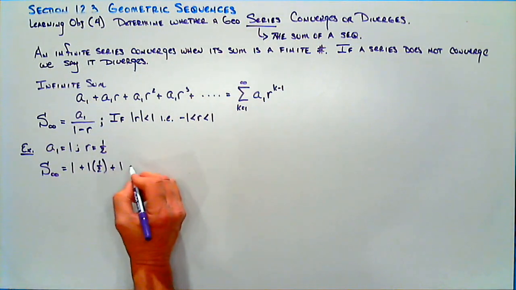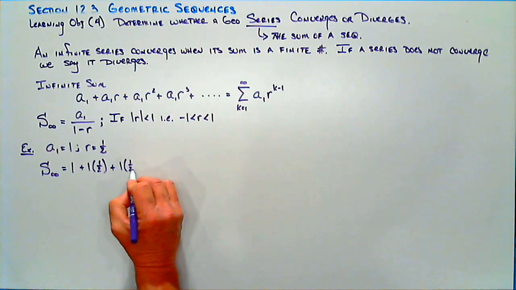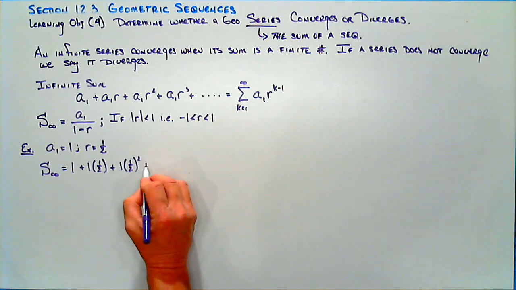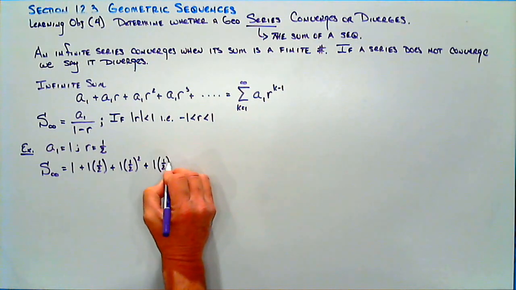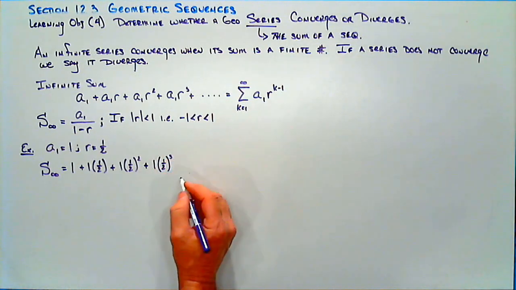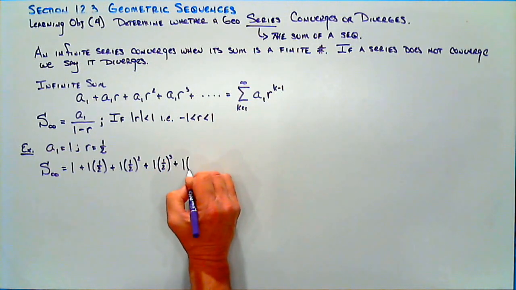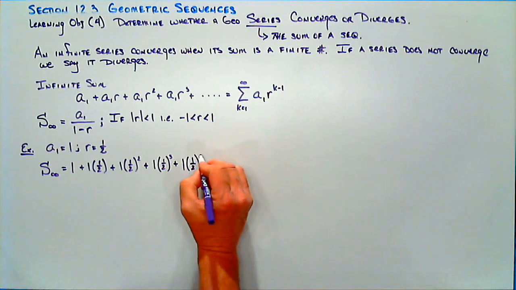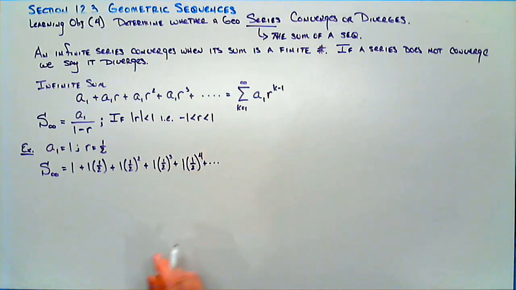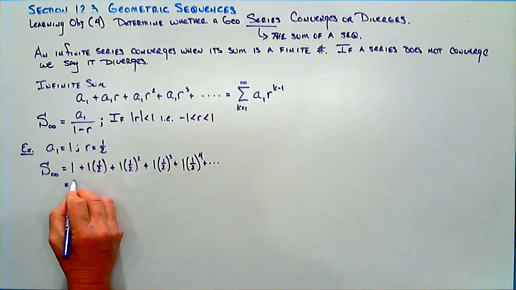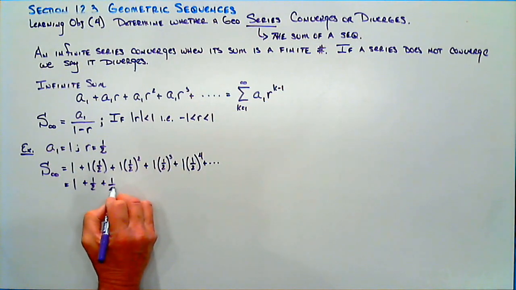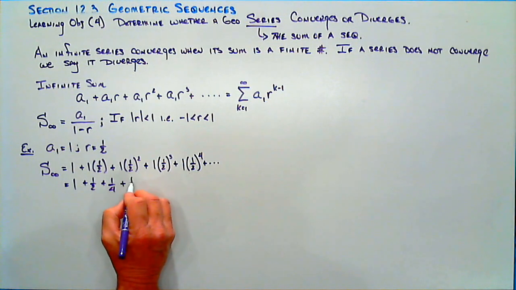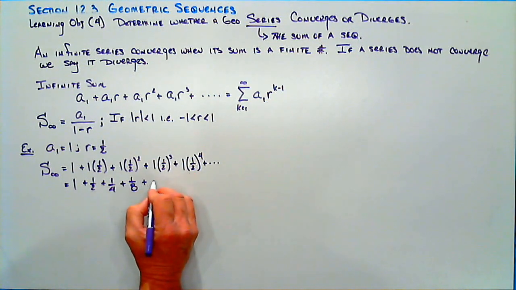My next term is going to be 1, which is a, times 1/2 squared. My next term is going to be 1, which is a, times 1/2 cubed. My next term is going to be 1, which is a, times 1/2 to the 4th. And I'm just going to keep going until time ceases to exist. Now, we can simplify this, right? We know that's 1. We know that's a half. This turns out to be a 4th, doesn't it? This turns out to be an 8th. This turns out to be a 16th.